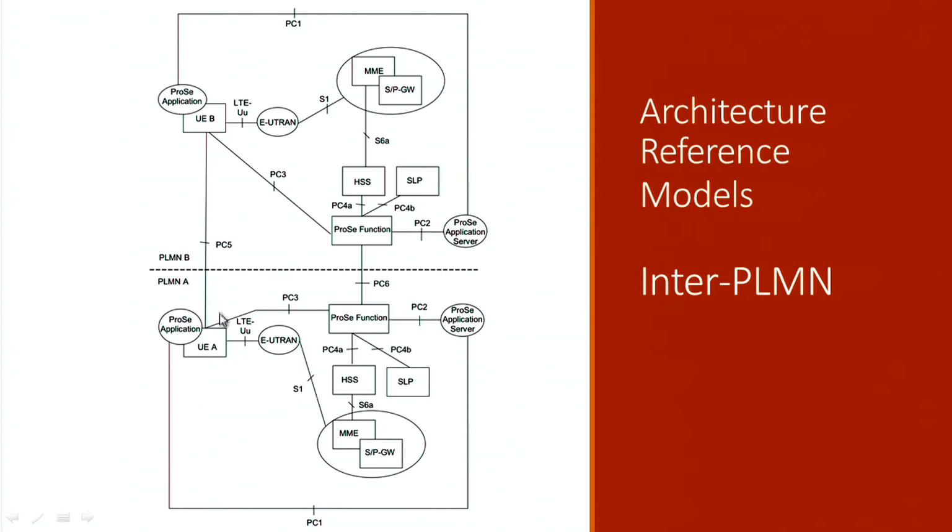So if UE A wants to talk to UE B, it will need to ask permission to its own ProSe function. Its own ProSe function will scale up to the ProSe function of the other operator to which UE B belongs to see, okay, is your UE enabled for D2D? Yes, it is. Okay, and then you'll return an answer.